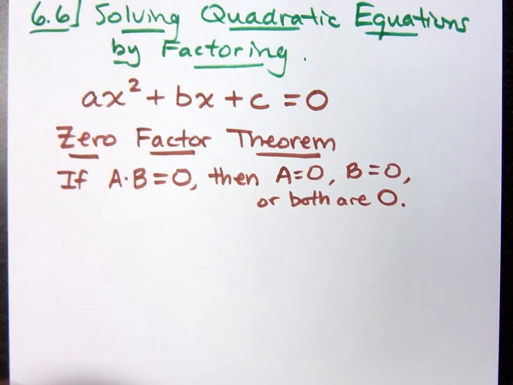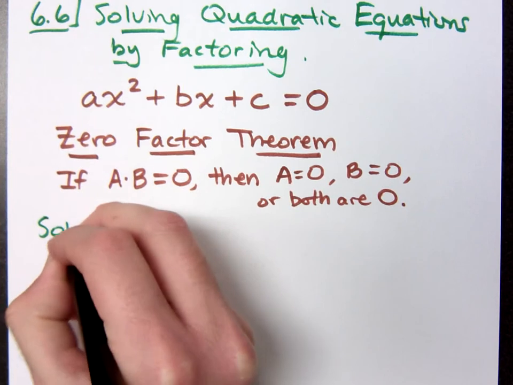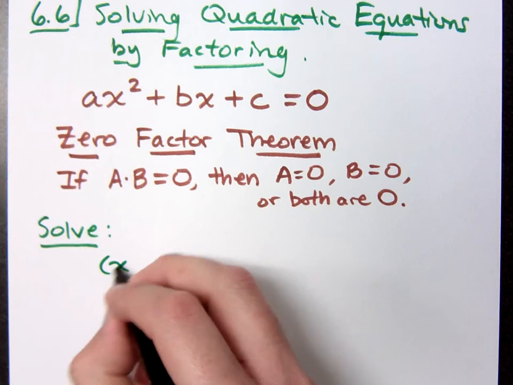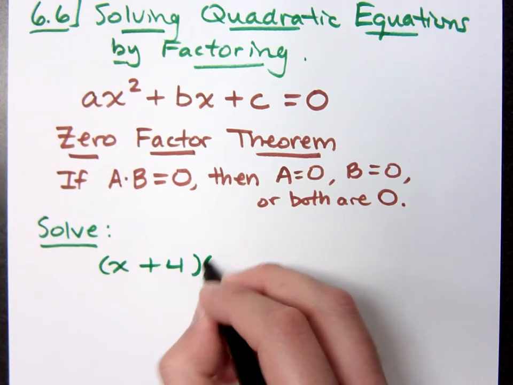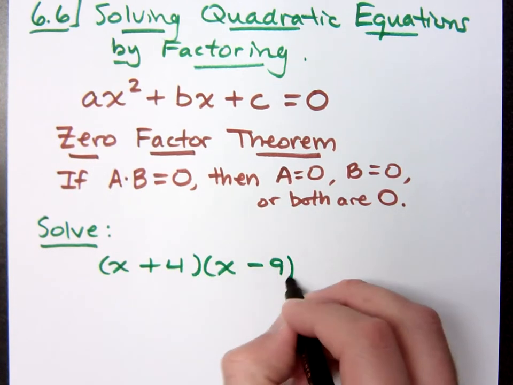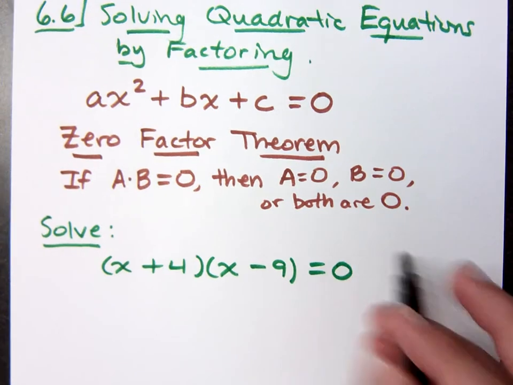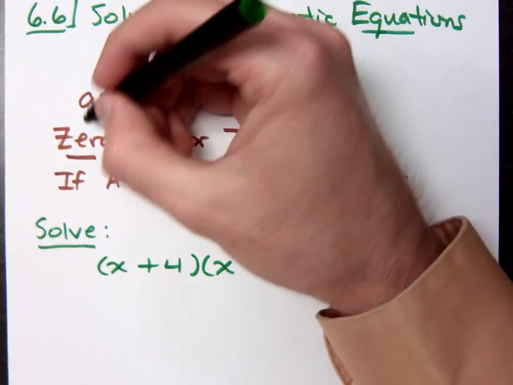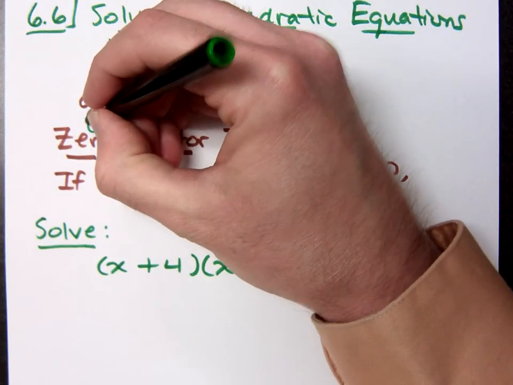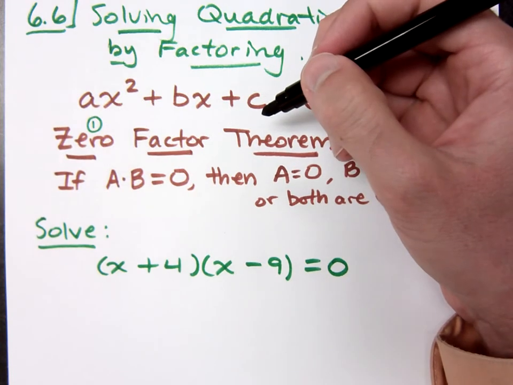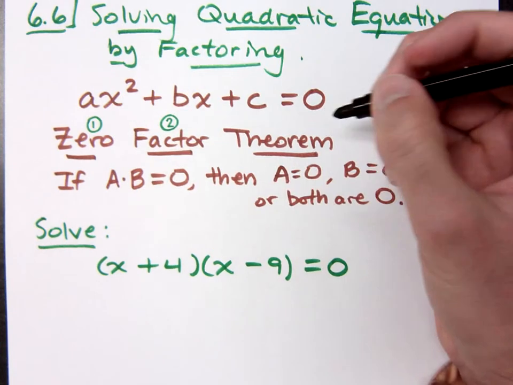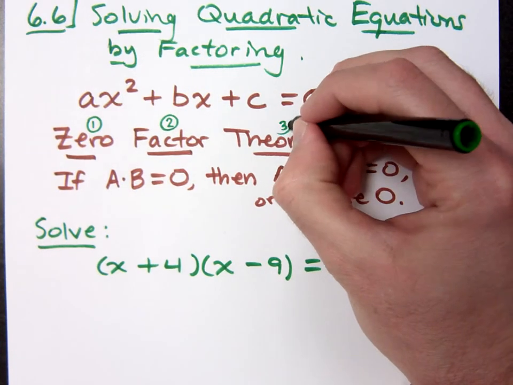So let's start off with this example. If I ask you to solve x plus 4 times x minus 9 is equal to 0. The zero factor theorem tells you the steps you take to solve these guys. The first step is that you have to have everything on one side and 0 on the other. It has to equal 0. The second step is to factor.